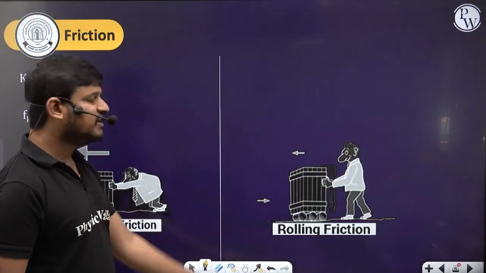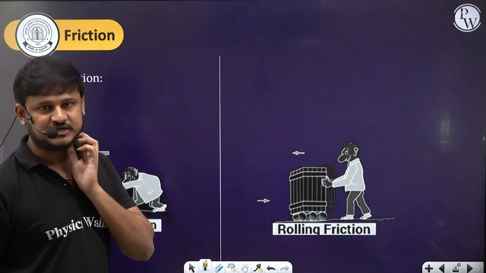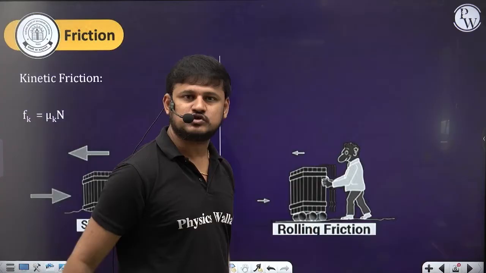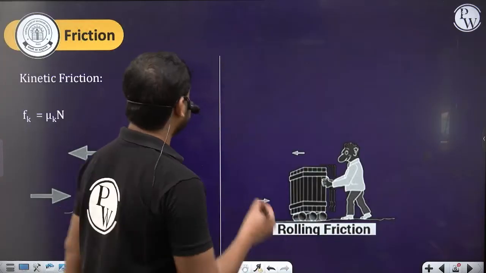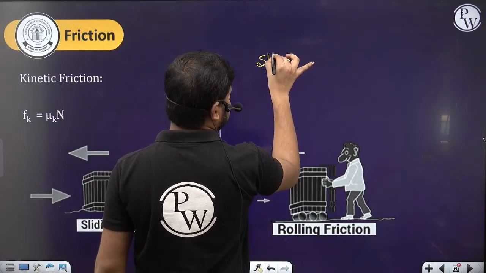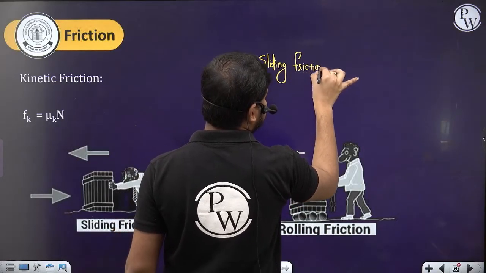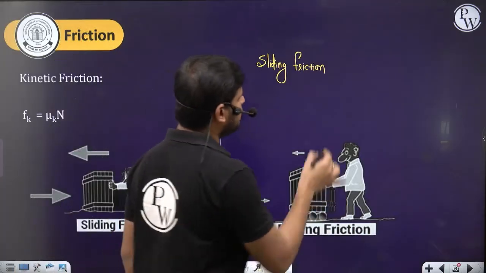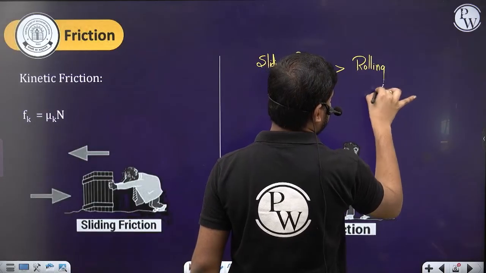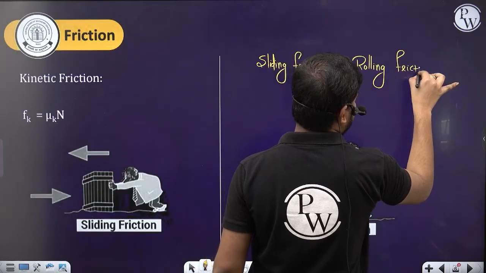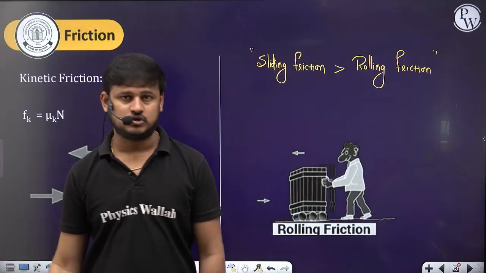In these two, where will the friction be more? Tell me. The sliding friction will be greater than the rolling friction. To slide, you need more force. To roll, if the wheels are there, you can easily move it, right? So sliding friction and rolling friction are two types of kinetic friction, and of these two, the sliding friction will be more than the rolling friction. Clear? The simple one. Done, guys? Next.